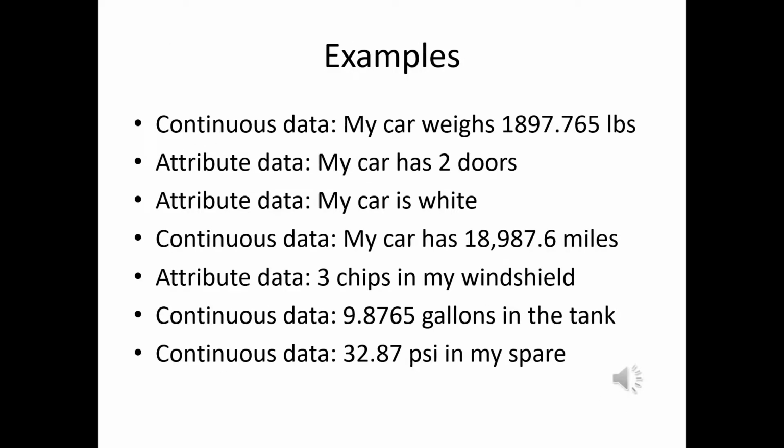Okay, here we go. We've got some examples, and I'll let you read this to yourself. But basically, if you look at all the continuous data, right? The weight of the car, the mileage on the car. This is all from the car, by the way. How much gas in the tank, the pressure on the spare tire. Those things can be split. Notice the decimal point in it, right? You've got attribute data. Well, I've got a two-door car. It's a white car. There are 3 chips in my windshield. You can't have half a chip in your windshield. It's either there or not. That's the difference between continuous and attribute data.